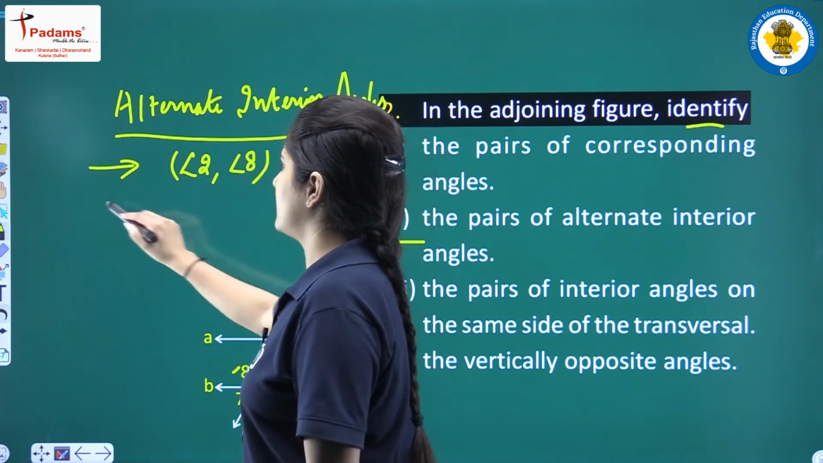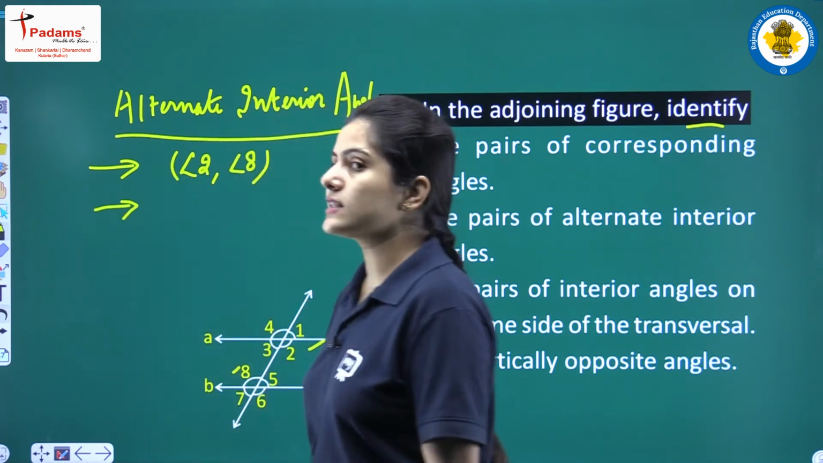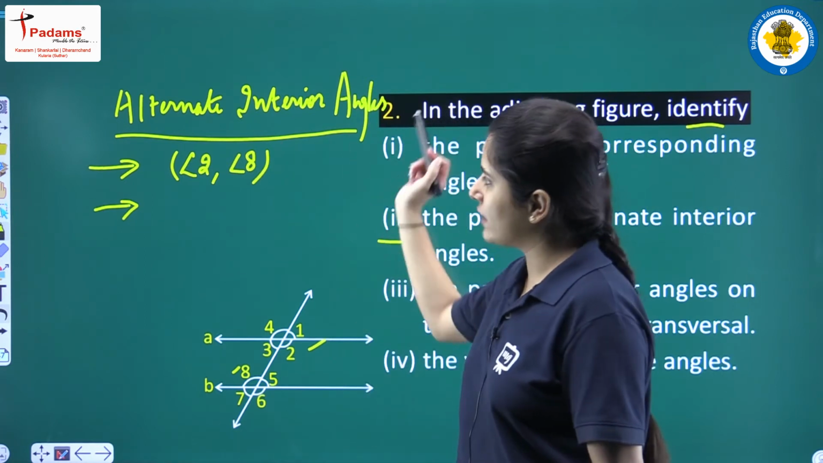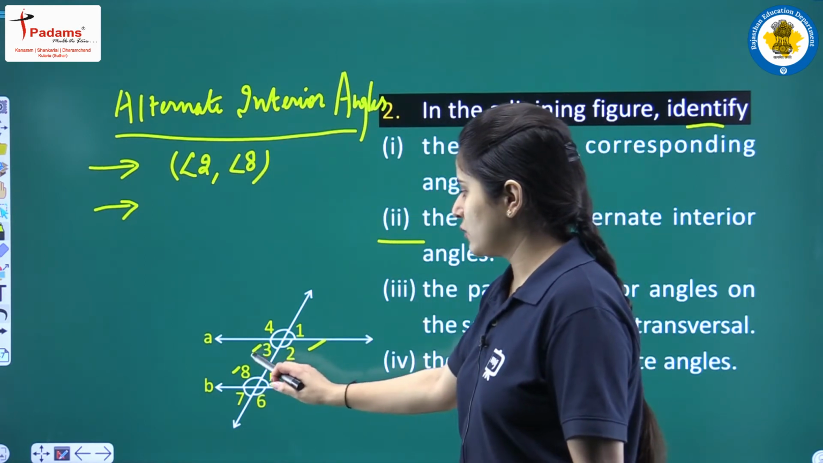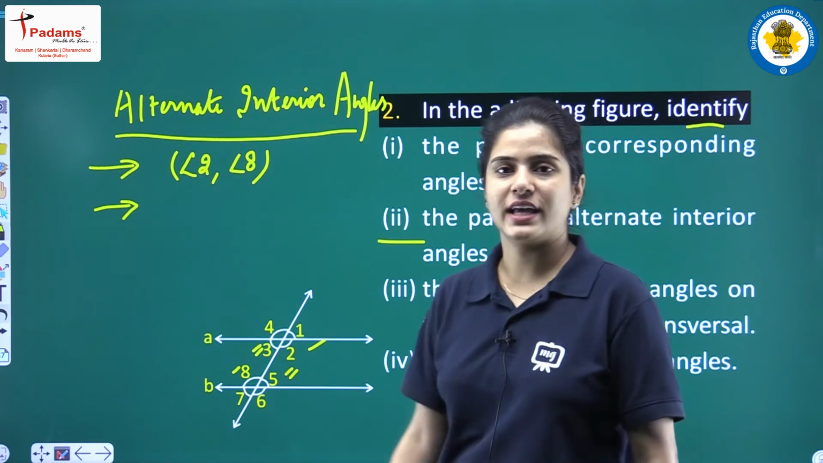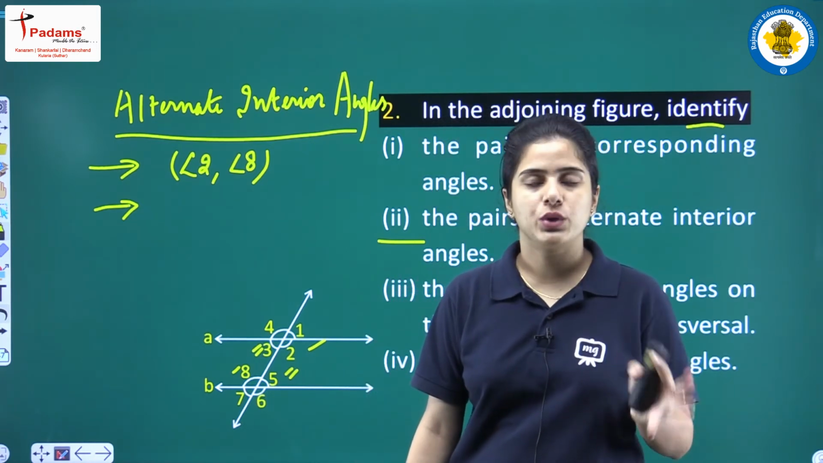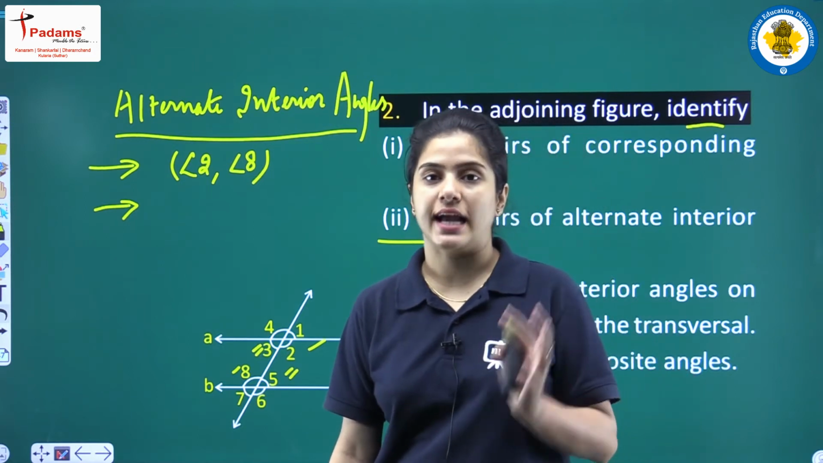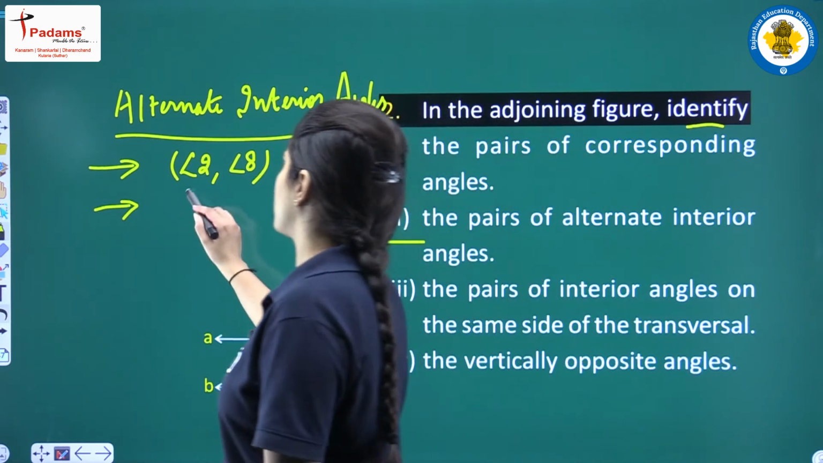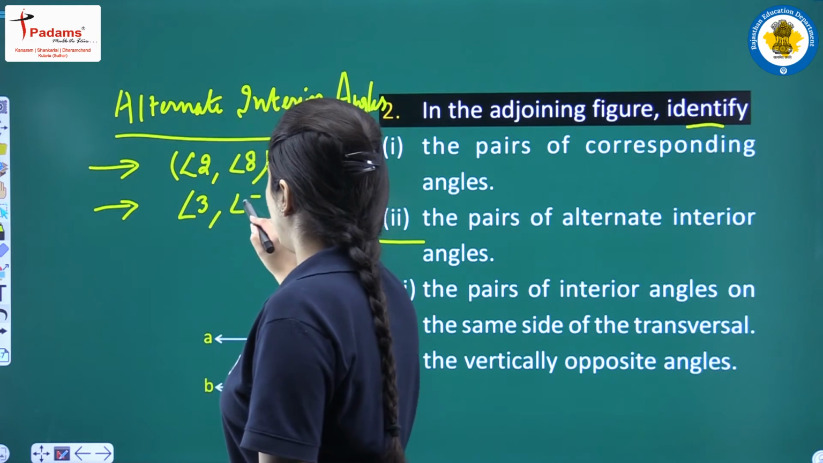Now students, another pair of alternate interior angles is angle 3 and angle 5. These two angles are interior angles and also they both are lying at the opposite side of the transversal. Okay students, angle 3 and angle 5.